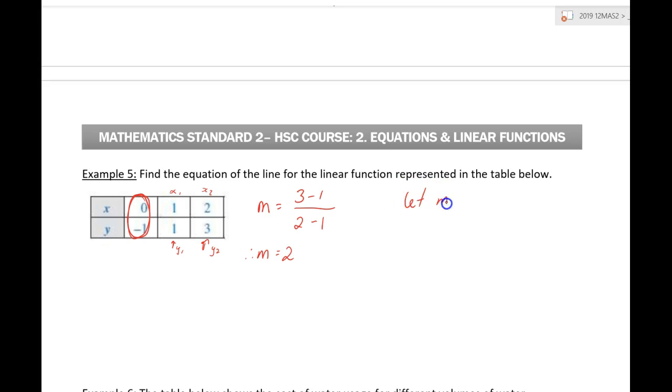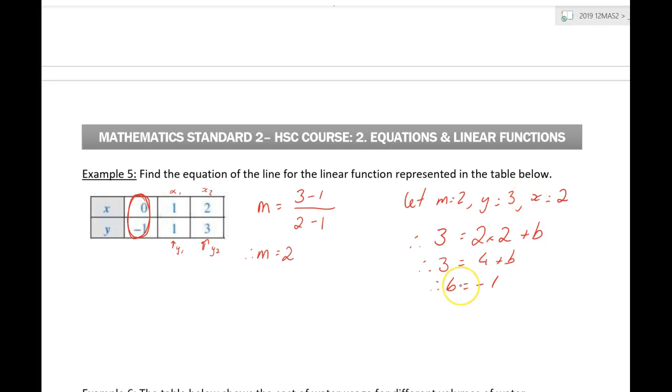Let m equal 2, y equals 3, x equals 2. Therefore 3 equals 2 by 2 plus b. Therefore 3 equals 4 plus b. Therefore b equals -1. See, right, there's our -1. We get the same thing if we substitute 1, 1 in here as well.